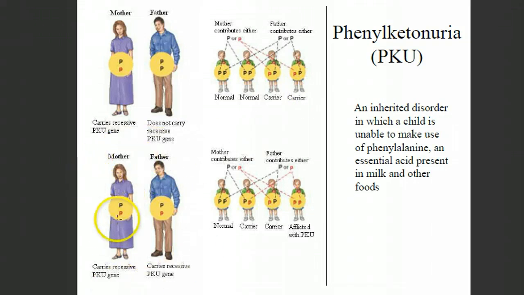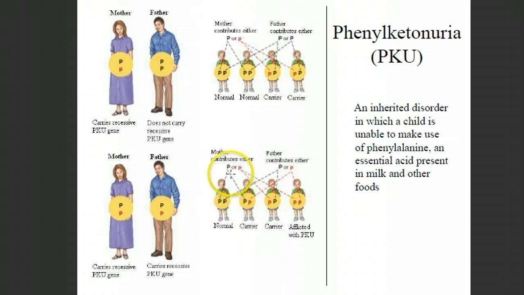So now in this other scenario, mom's a carrier and dad is a carrier, right? Mom carries the recessive PKU gene, dad carries the recessive PKU gene. And here's a theoretical distribution of what types of kids they might have. So mom might contribute the chromosome with the dominant good gene, and dad might contribute the chromosome with the dominant good gene, and that child then comes out normal in terms of PKU.